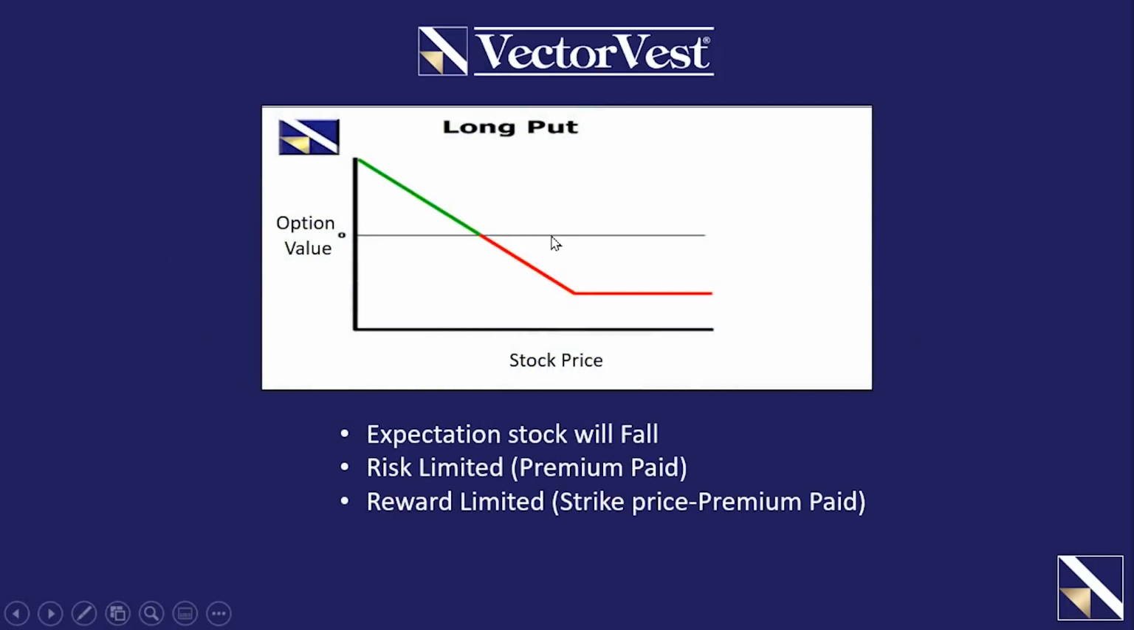And so here is the risk profile of a long put option. And you'll see it's just the opposite of the call option. Again, on the x-axis down here is the stock price. As the price of the underlying stock or ETF falls, and we have the option value on the y-axis, it continues to rise. Okay, so our expectation when buying a put is that the stock will fall.